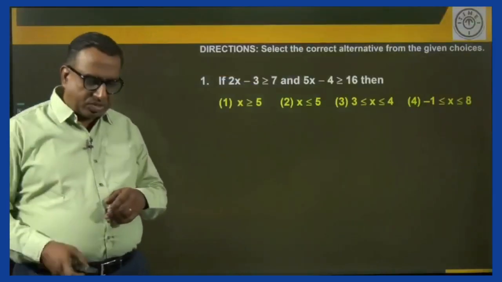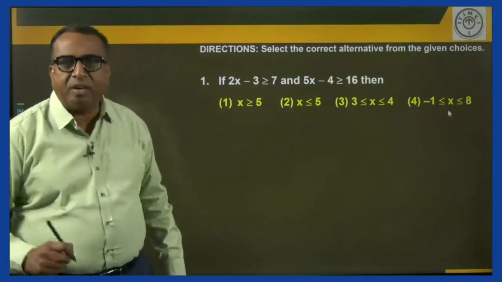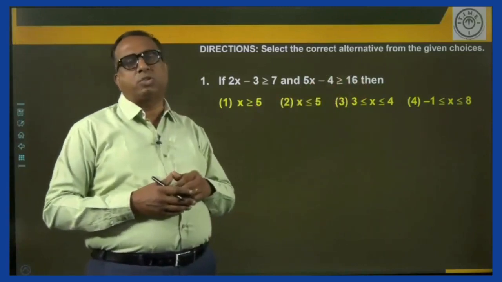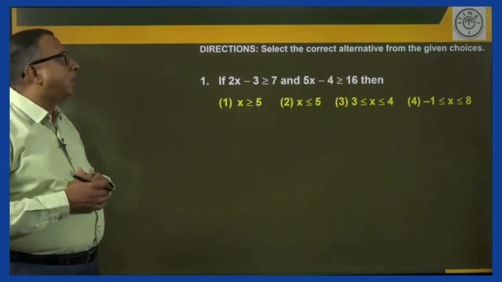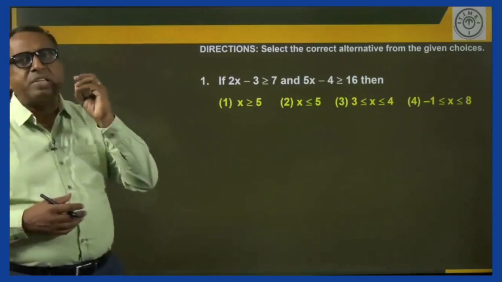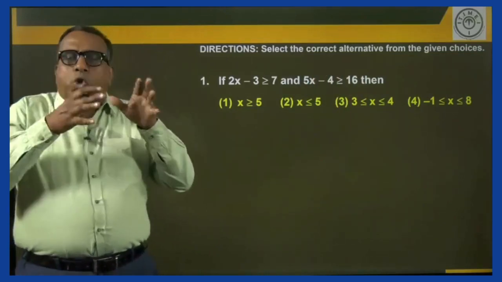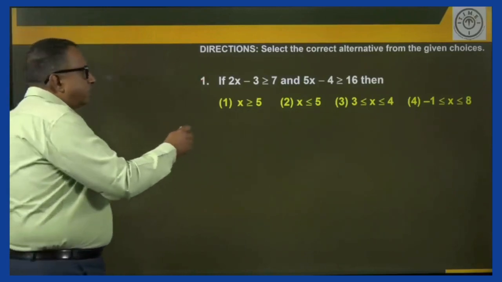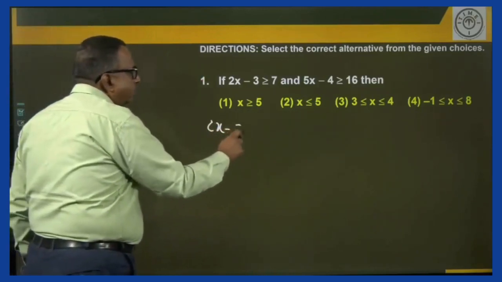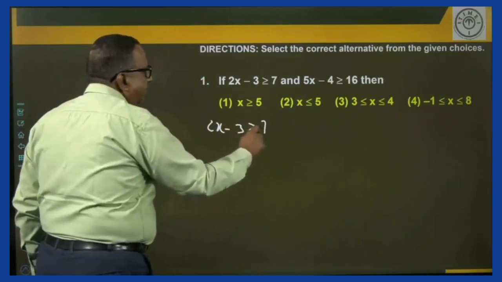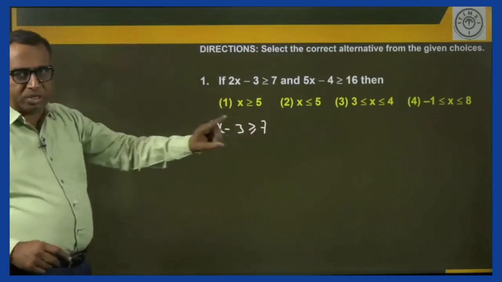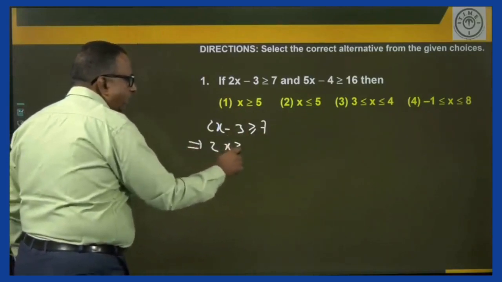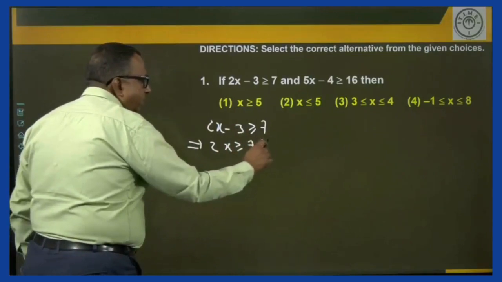If 2x minus 3 is greater than or equal to 7 and 5x minus 4 is greater than or equal to 16, then which of the following is true? We call this simultaneous inequalities. Simultaneous means two sets of linear inequalities happening at a time. To solve the first one: 2x minus 3 greater than or equal to 7. If you take that 3 to the other side, you get 2x greater than or equal to 7 plus 3.